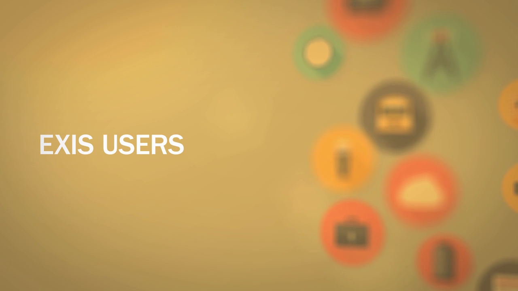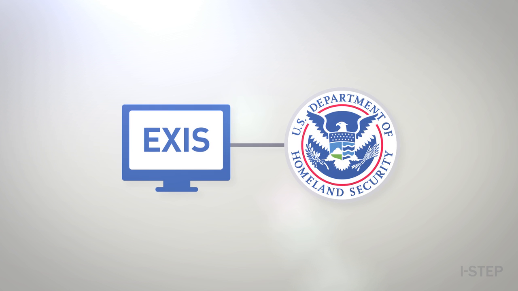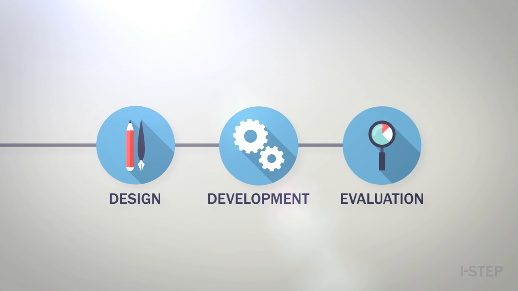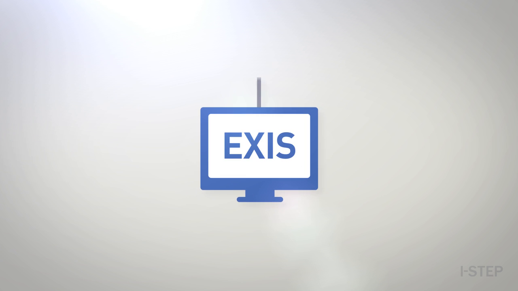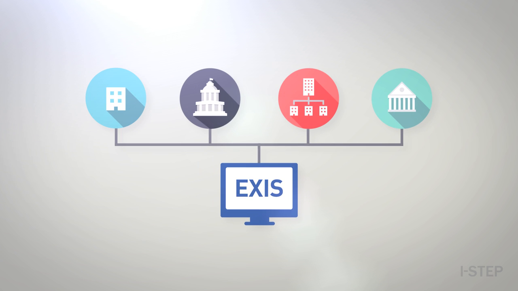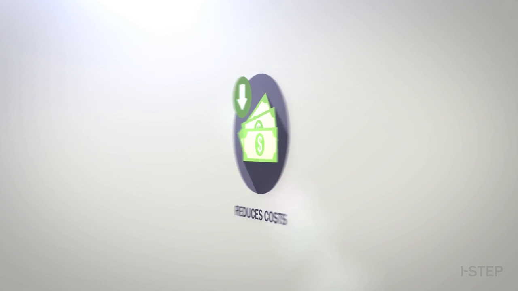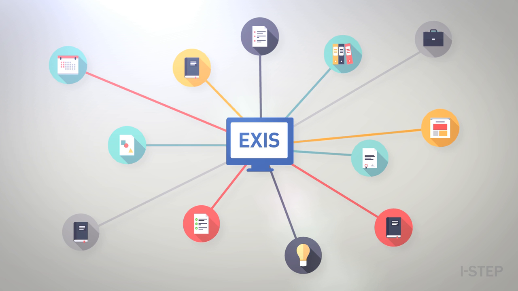EXIS users. EXIS is the only web-based platform used by TSA stakeholders in government and industry for design, development, and evaluation of exercises specifically tailored for transportation security. An excellent tool for partners of all sizes, EXIS reduces the costs required to conduct exercises by providing access to an extensive library of exercise resources designed with transportation security in mind.